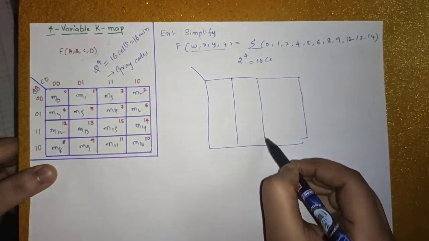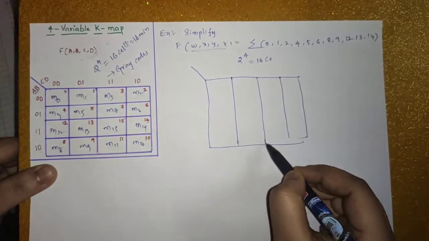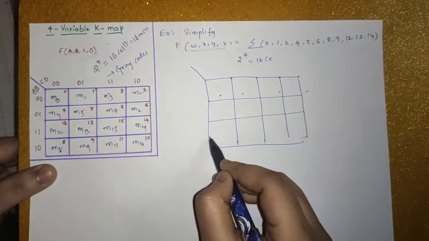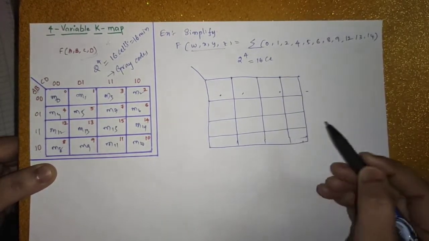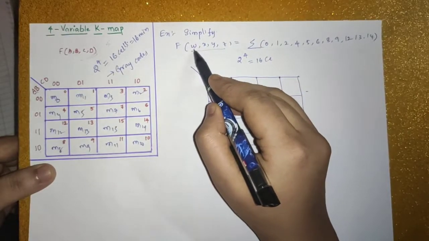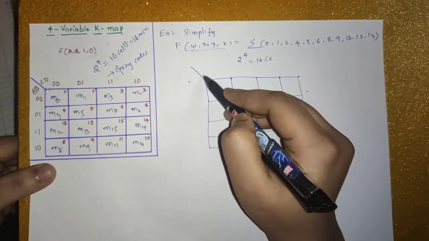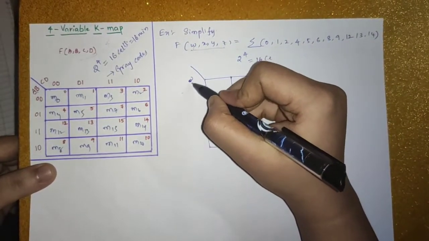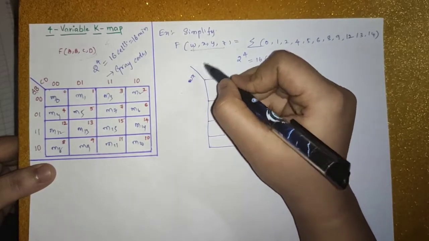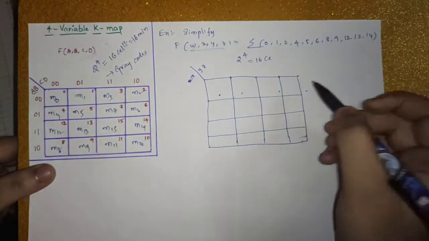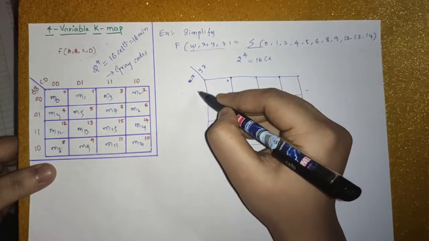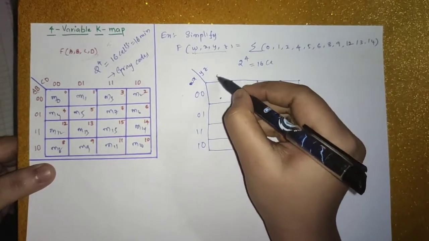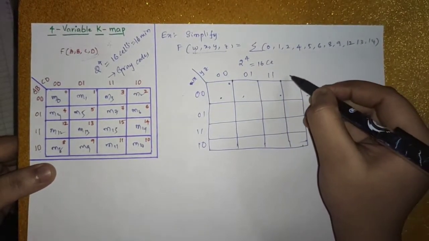We need to draw 4 columns and 4 rows like this, and take two variables on one side of this line and two variables on the other side. Let us take them in sequence for better understanding: WX and YZ. Write the combinations 00, 01, 11, 10. Gray code should be written: 00, 01, 11 and 10.